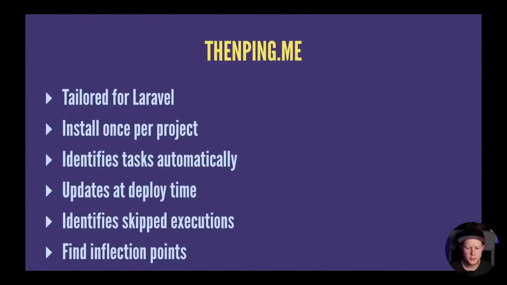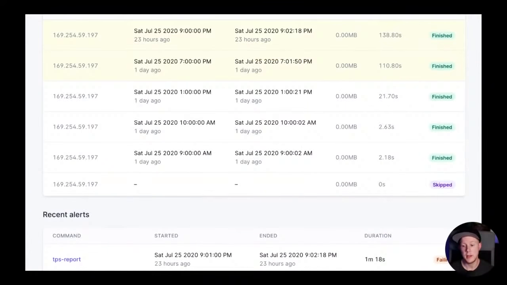It also helps you to find inflection points. So this is a real scenario that happened to me in my day job where a task of mine was taking longer and longer and longer. And when we first started monitoring with Then Ping Me, we would get errors late into the day of tasks that were overlapping each other. And it wasn't until we checked that we could see, oh yeah, this is taking 3 minutes to run, which means the task that was meant to run on the same schedule, on the hour, didn't run. So we fixed that. We put in the on one server.